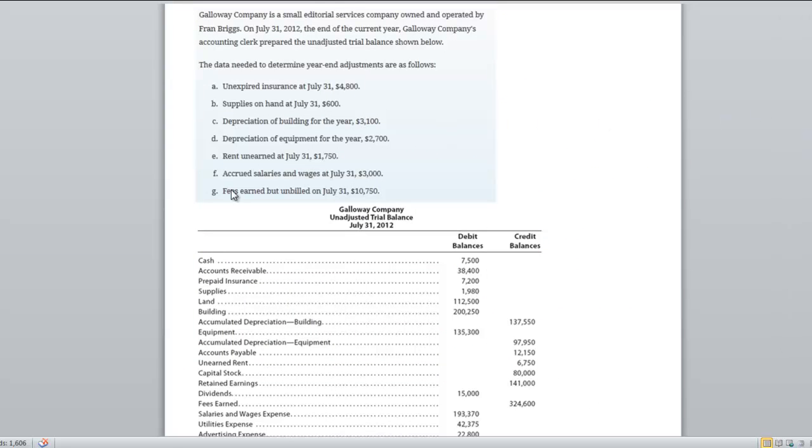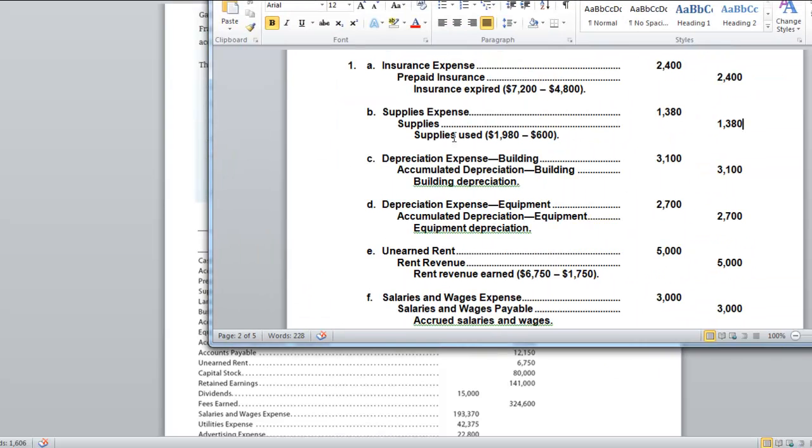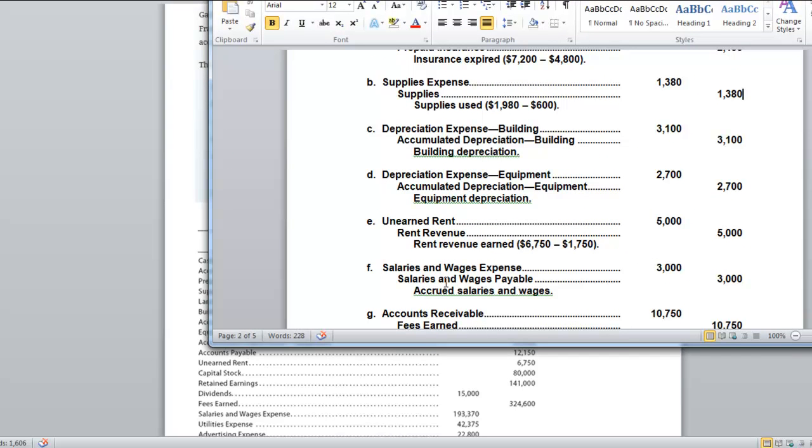Okay, we accrued salaries and wages at July 31st of $3,000. So these represent wages that we owe to people that have been working for us, but we haven't recorded it yet. They've worked for us, and at the end of this accounting period, we need to record the expense. Okay, and we need to record the offsetting liability since we have yet to pay them.